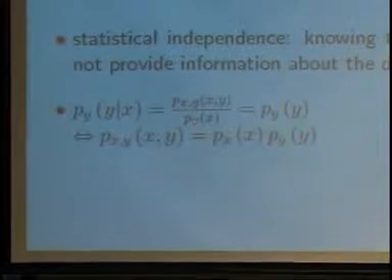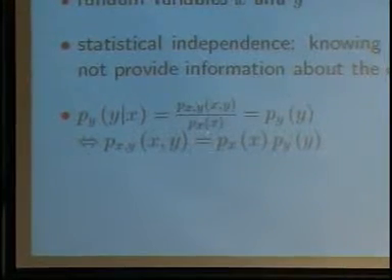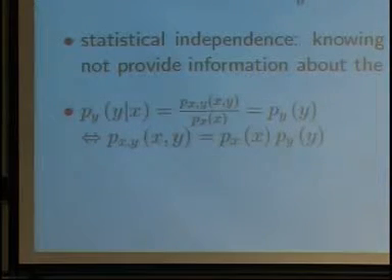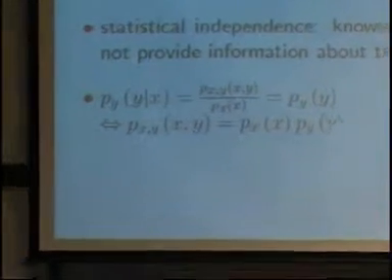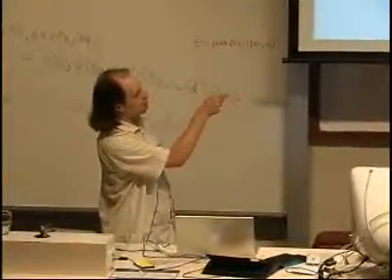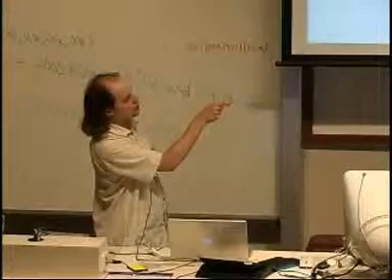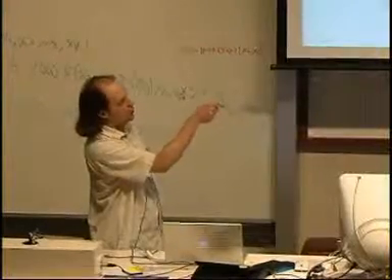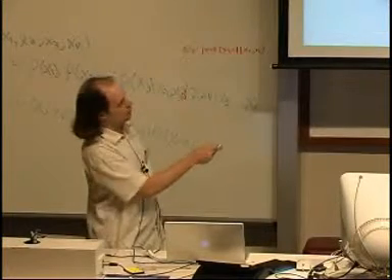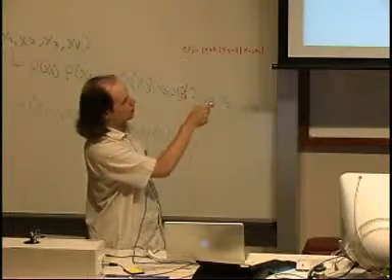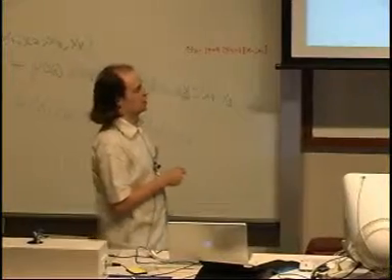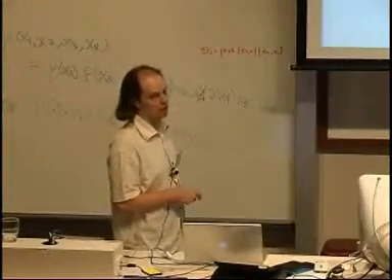Well, if you just take this equation and multiply by p_x of x and put it here, then what you see is that this is the same thing as saying that the joint distribution factorizes. That means the joint density is simply a product of the marginal densities of x and y. And this lower equation here is the typical, the formal definition of independence.